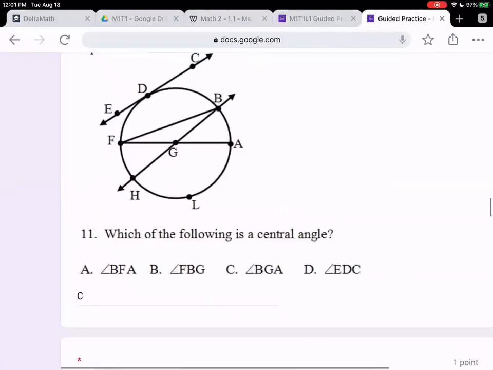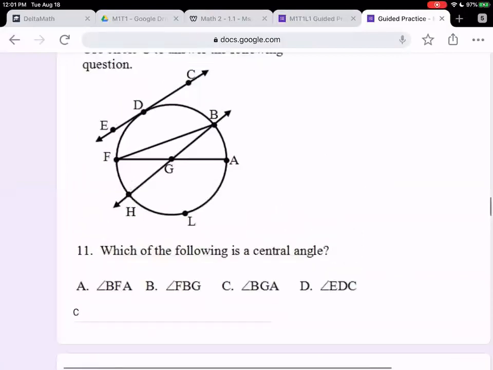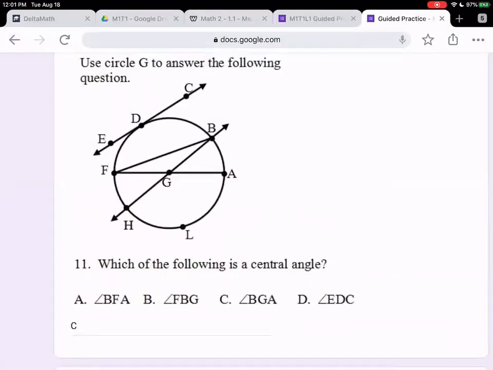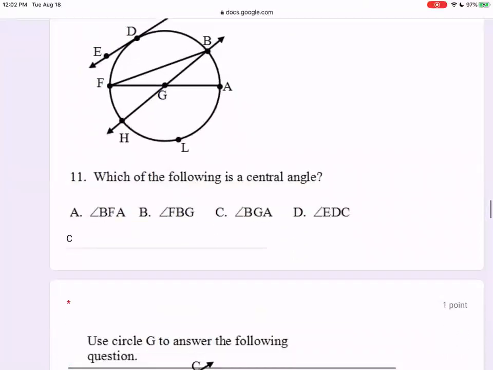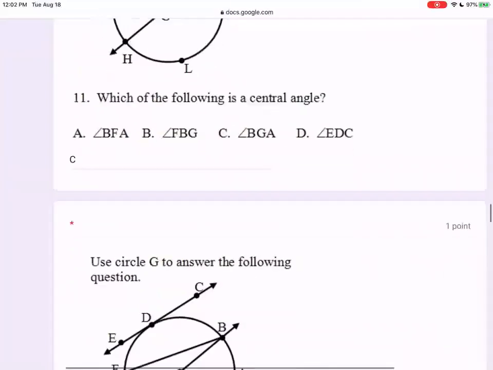So remember our center is G, because this is circle G, and we want the central angle to pass through the center. We want the vertex to be the center. So that means we need our middle letter to be G. And so that's why it's BGA.